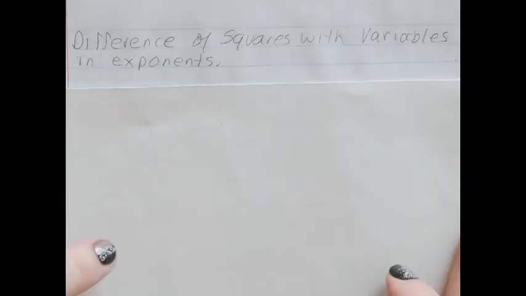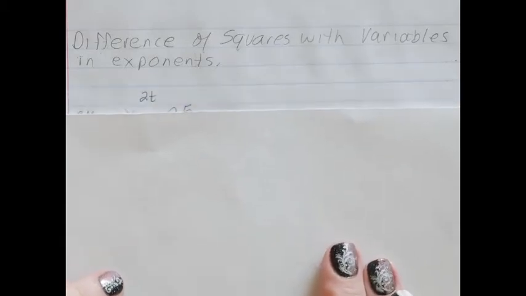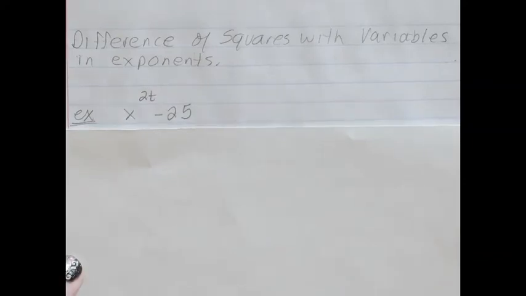What if we have a difference of squares with variables in our exponents? Yes, you can have variables in your exponents. So what if you're given x to the 2t minus 25? Do not let this scare you.